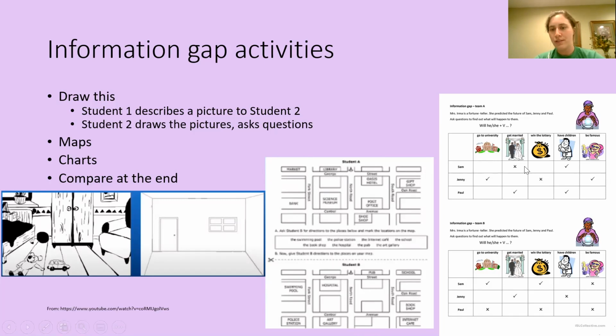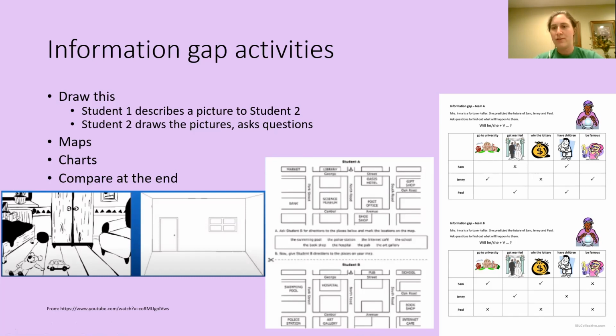And then you can do charts where there's information that is missing and they have to ask and answer questions to fill it in. And then they can compare at the end. Someone made a comment on the reading that there's sometimes an issue where students will just show each other the charts just to get it done and get it done correctly without really practicing speaking.